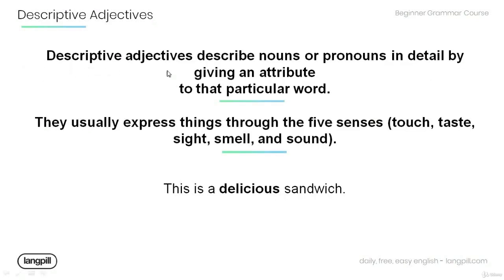Note that descriptive adjectives describe nouns or pronouns in detail by giving an attribute to that particular word. Remember that they usually express things through the five senses: touch, taste, sight, smell, and sound. Have a look at the example over here. This is a delicious sandwich. Now the adjective delicious modifies or describes the taste of the sandwich.